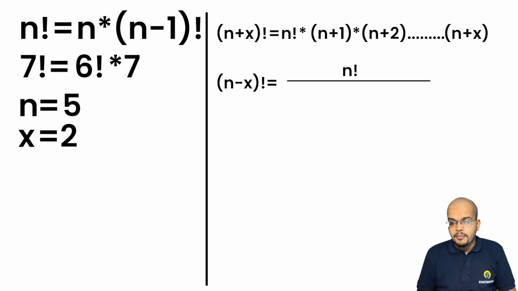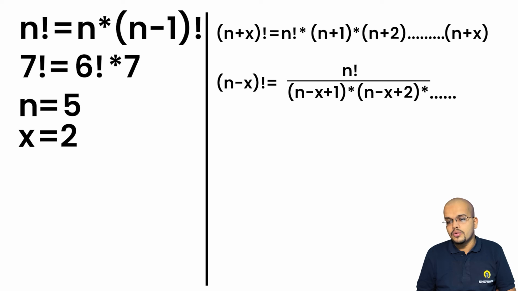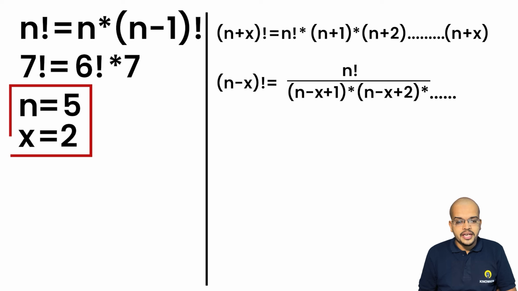So n minus x plus 1 into n minus x plus 2. Like this we can write up to n. So on up to n. Okay, so these are the formulas. Now let us consider this example which I have given. We have n equal to 5 and x equal to 2.